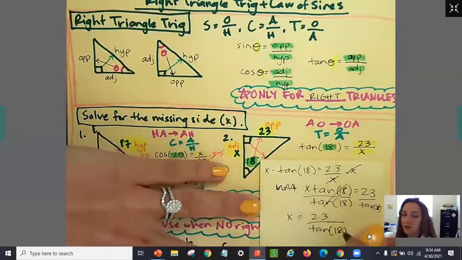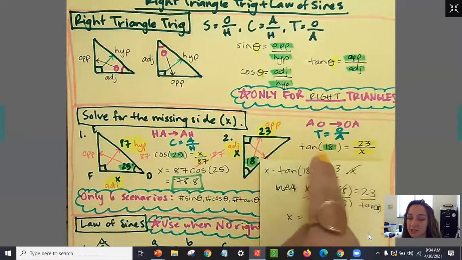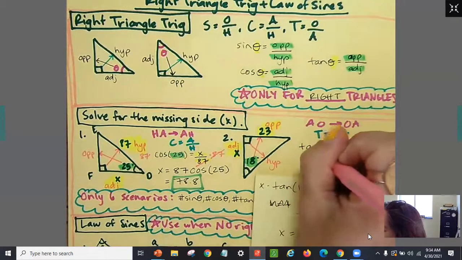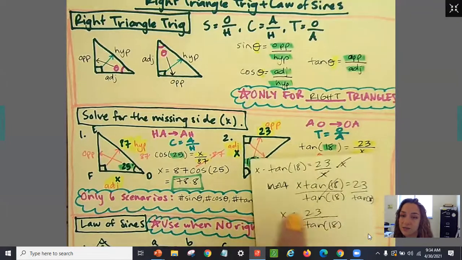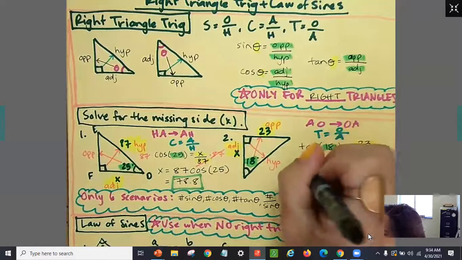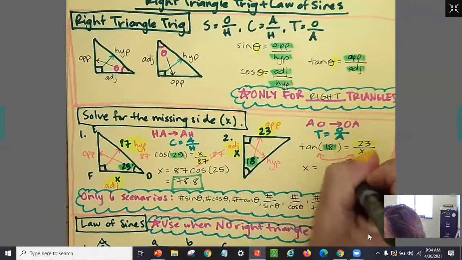Now, this was kind of a lot of solving steps here, but what you'll notice is that what actually happened is we just switched x and tangent. Okay, so if you look up here, if we switch x and tangent, we will get to this final answer right down here, x equals 23 over tangent of 18. So that's the trick that we're going to use, and you can use this for any variable that you're trying to solve for in a denominator. So we're going to say x equals 23 over tangent of 18.